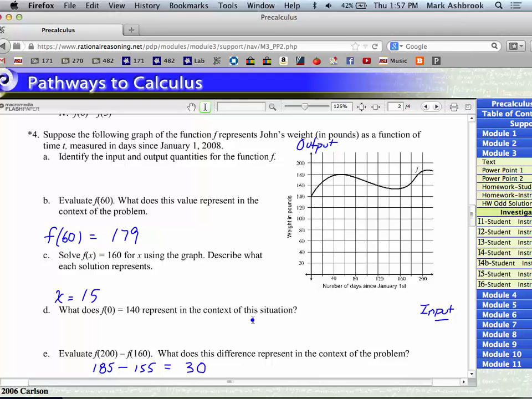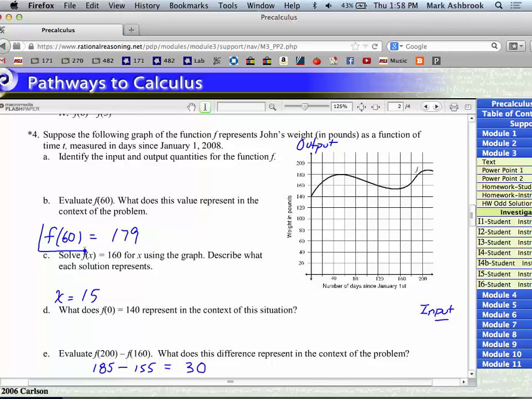So let's just ask a question. Is it a function? If you have a certain number of days, is there only one weight that John could be after a certain number of days after January 1st? Can't be more than one weight, right? That makes sense. It's a function. Every time you pick a number of days, you get one weight that he was on that day, okay? So f of 60, I saw that as about 179.